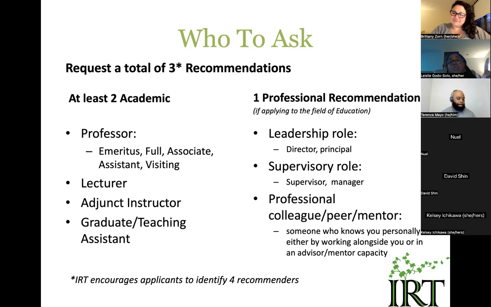And then your 3rd reference is a professional recommendation. This could be your supervisor, and your supervisor and your principal are kind of the same thing, but these are more the roles. So this person can be in a leadership role, a supervisory role, or a professional colleague, peer, or mentor. And that is more so for our folks in the education field.